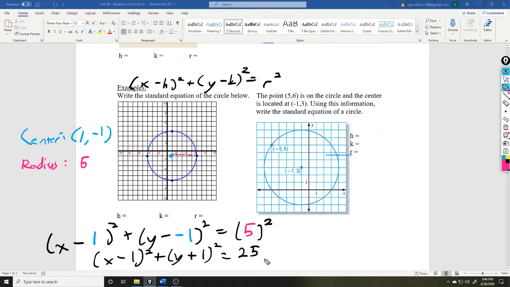Now, one more thing to notice here before I go on. Actually 2 things to notice. Let me write them down, because they're going to be important here in just a second. First thing. 2 observations of patterns here. First off is that the center switches signs in the equation.